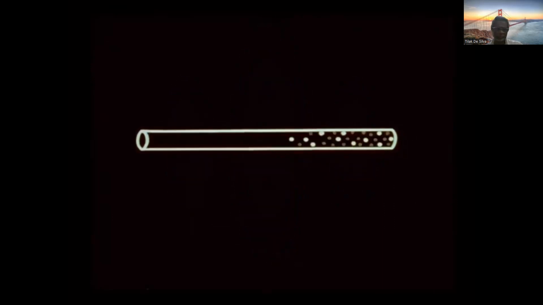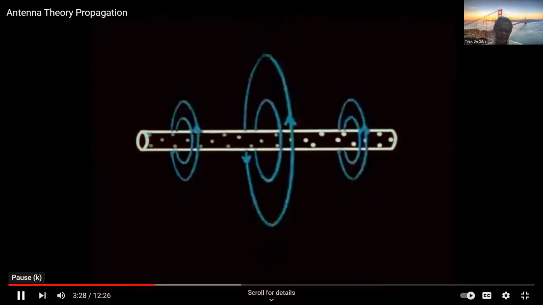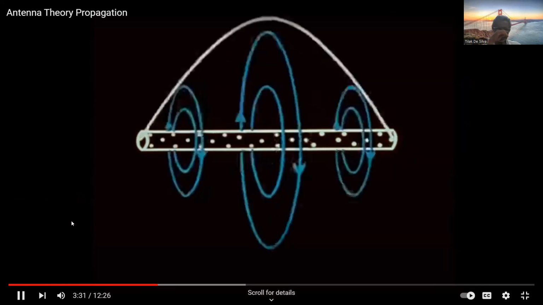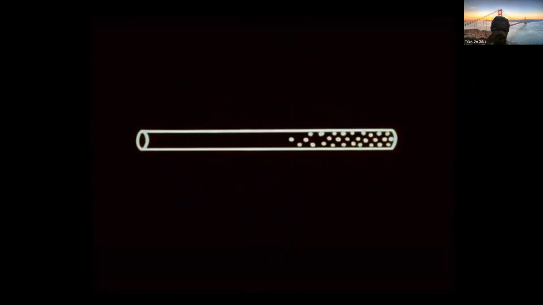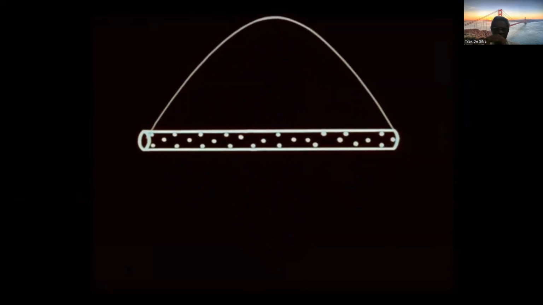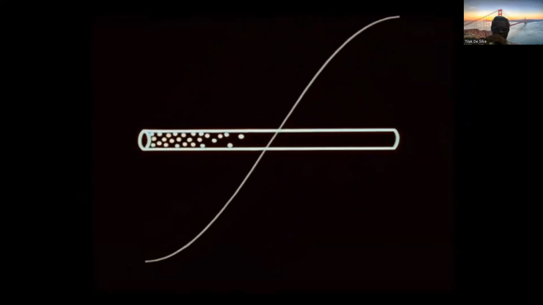The strength of this field is proportional to the amplitude of the current standing wave. So this is the magnetic field. So an electromagnetic field has an electric field and a magnetic field. This current standing wave is 90 degrees out of phase with the voltage standing wave.